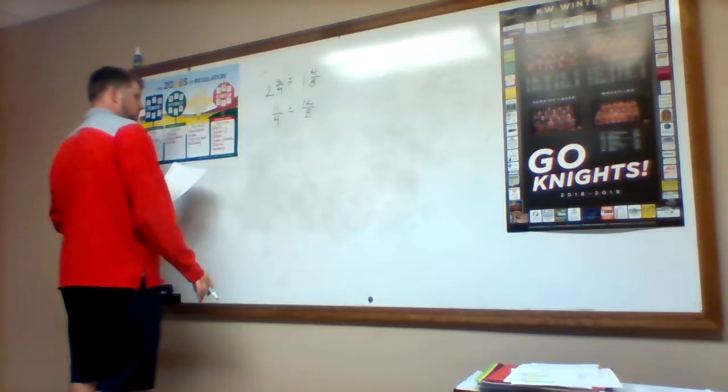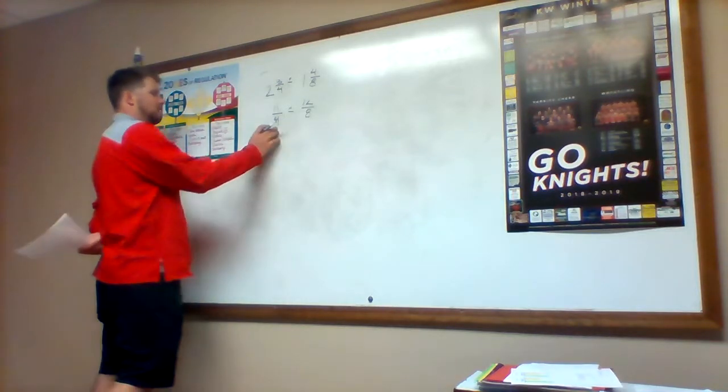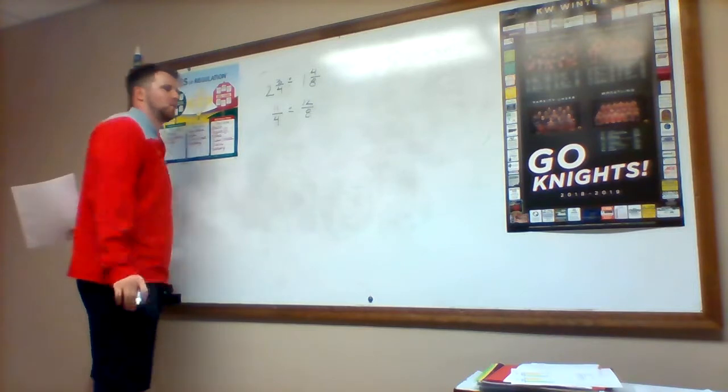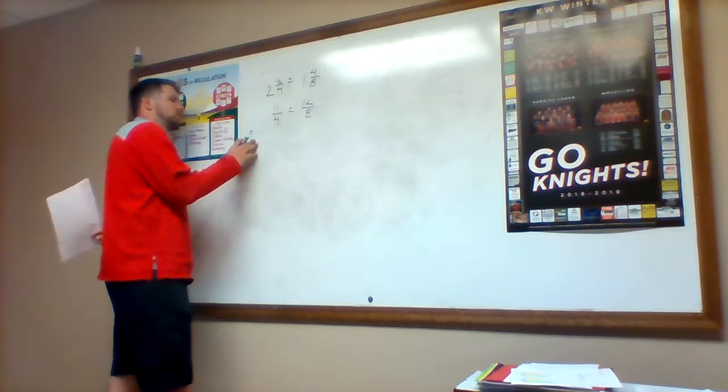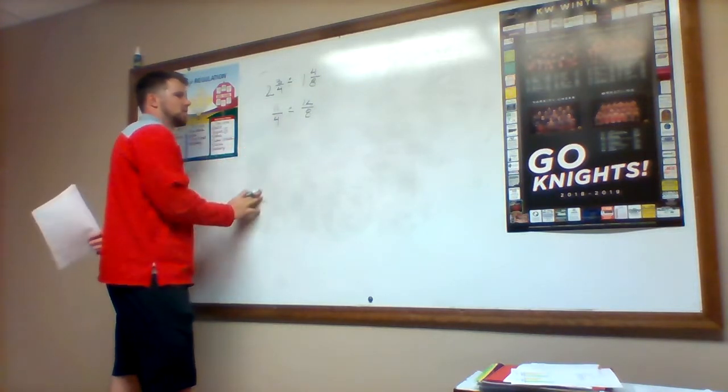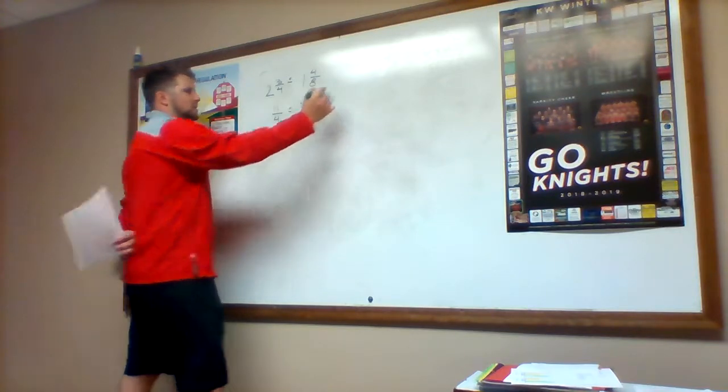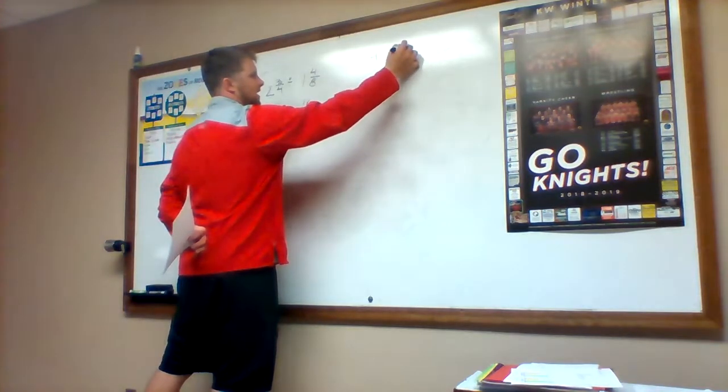Is that the same on the bottom? The bottom. Our denominator is not the same. How do we find that? What do we have to do? Find the multiples of which two numbers? The bottom. The bottom two are denominators of 4 and of 8.